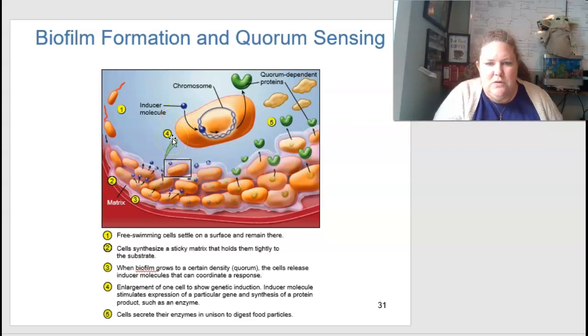And this inducer molecule is going to induce the expression of a particular gene, and it's going to make or synthesize a protein product, such as an enzyme. And then in step five, the cells are going to secrete their enzymes in unison to digest those food particles.